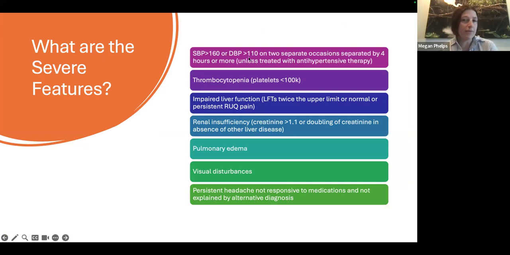Other things: thrombocytopenia less than 100, LFTs twice the upper limit of normal or persistent right upper quadrant pain, evidence of renal insufficiency, so creatinine greater than 1.1 or if they double their normal creatinine, pulmonary edema, visual disturbances, or persistent headache that's not responsive to medicines.